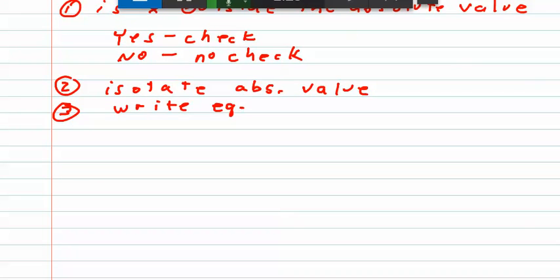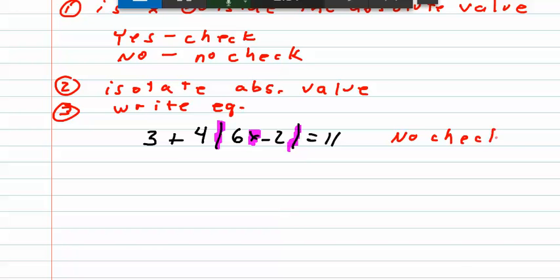Well, let's look at our first equation. 3 plus 4 times the absolute value of 6x minus 2 equals 11. The only x is right there. It's inside the absolute value. No check. Solve, get our answer, and we're done. Now, if you want to check, by all means do so. There's nothing wrong with that.